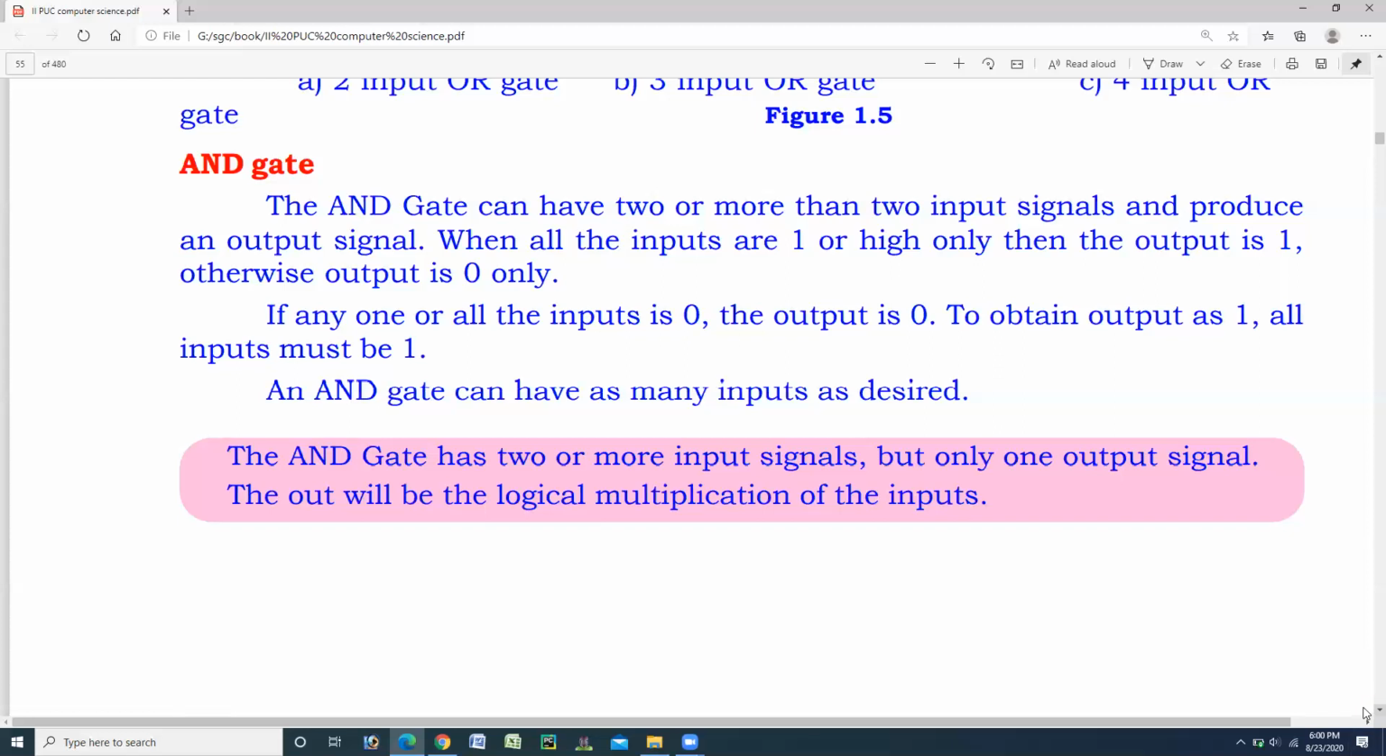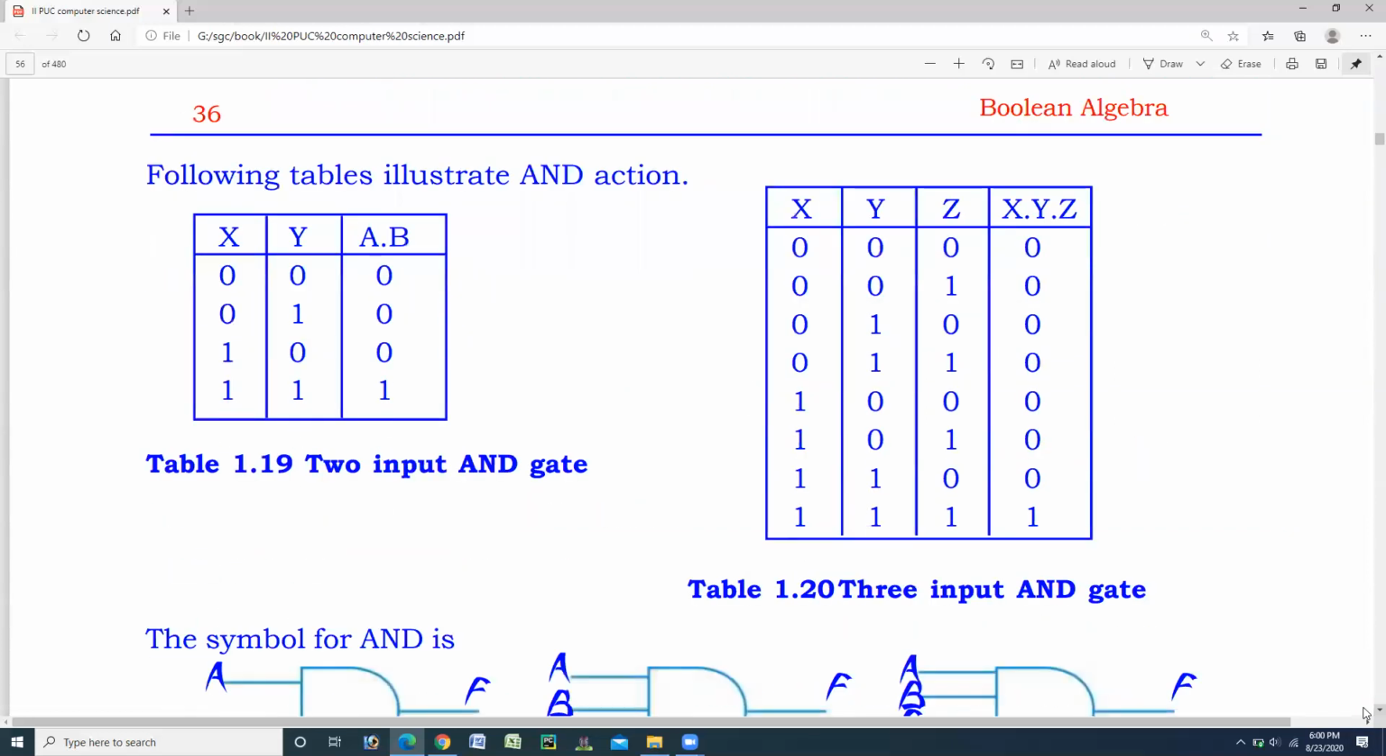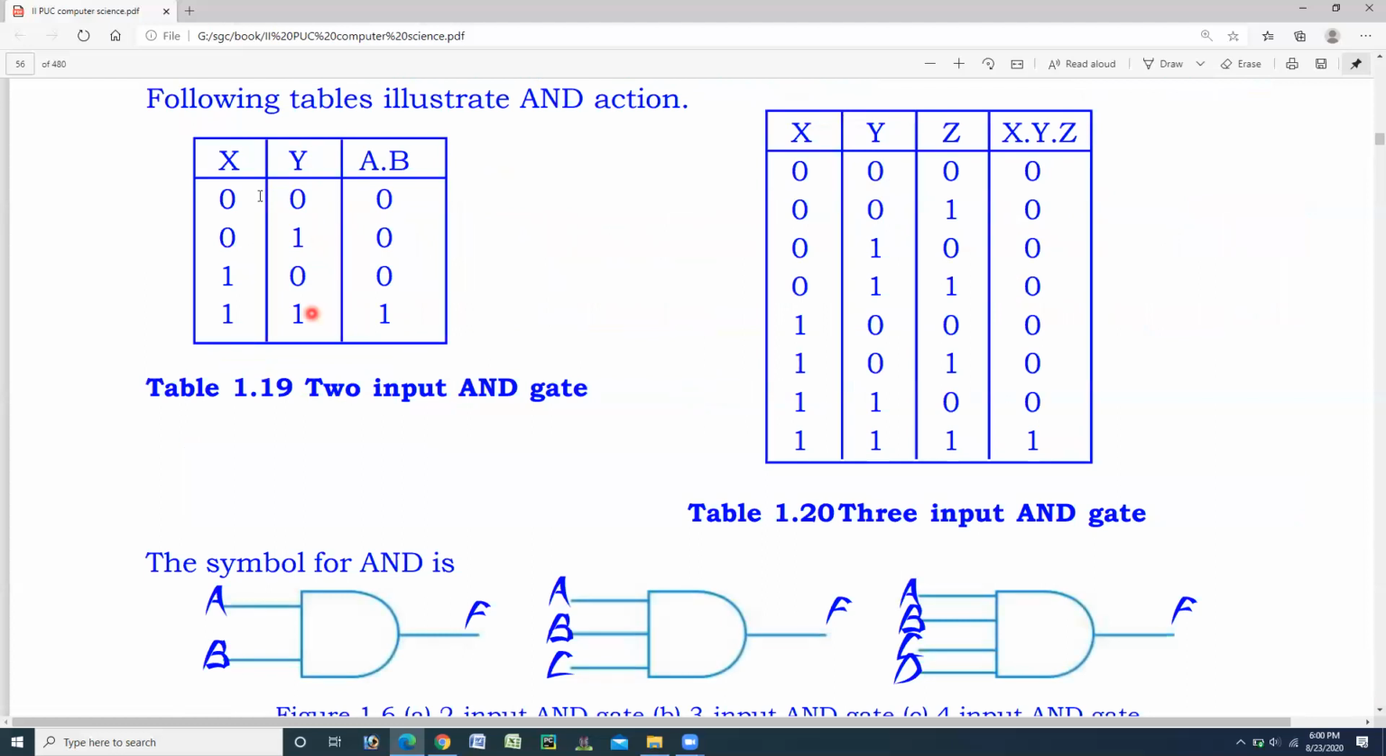Then we move on to the truth table and logic symbols here. Truth table of the 2 input AND gate: 0, 0 is 0, 0, 1 is 0, 0 into 1, logical multiplication, false into true is false, that is 0, true into false is false, that is 0, 1 into 0 is 0, but 1 into 1 is 1 here. 1 multiplies with 1, that is logical multiplication. True into true is true. It means if all the inputs are 1, then only the output is 1, otherwise 0. That is shown in the two input AND gate.